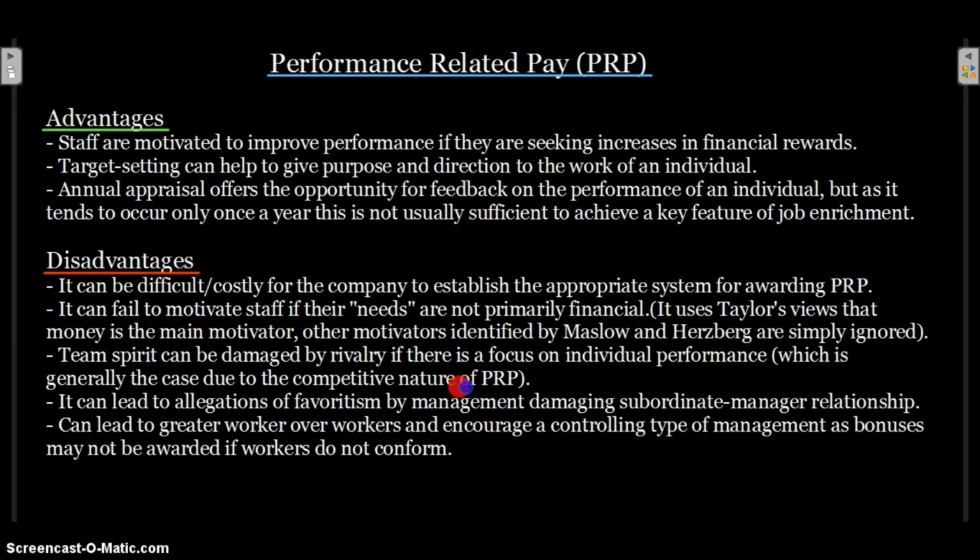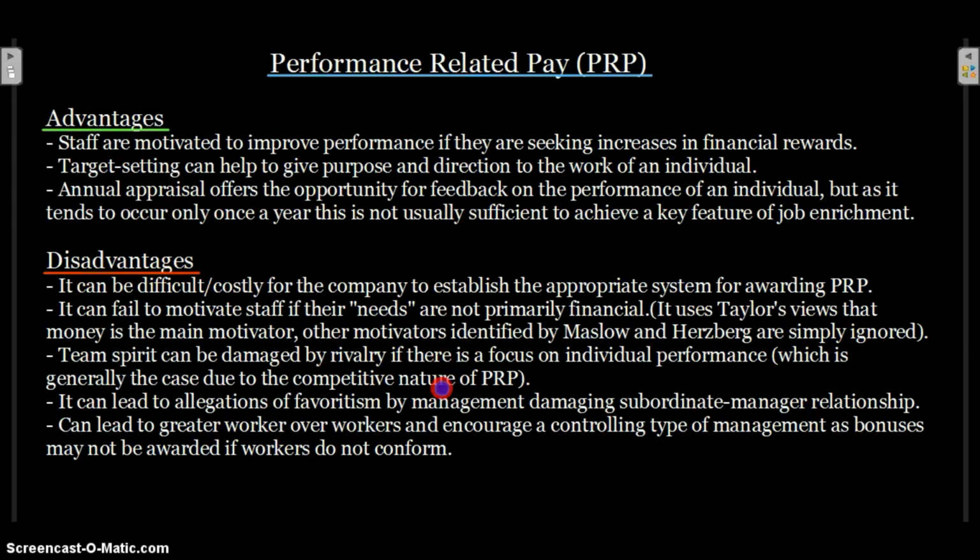Team spirit can be damaged by rivalry if there's a focus on individual performance, which is generally the case due to the competitive nature of PRP. PRP has a very competitive nature, so those employees who have overachieved compared to others get the reward instead of those. So there's a competition and there's not much teamwork. There's social needs, not much social cooperation as well.